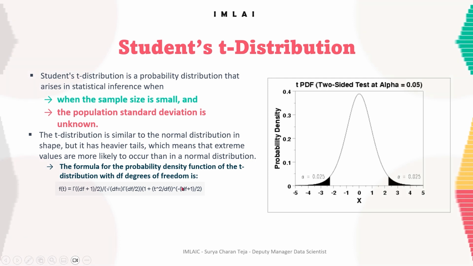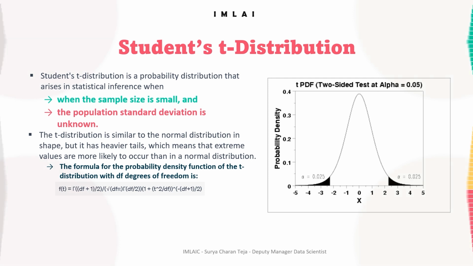You can see on the screen, where gamma is the gamma function, and t is the random variable that represents the sample mean.